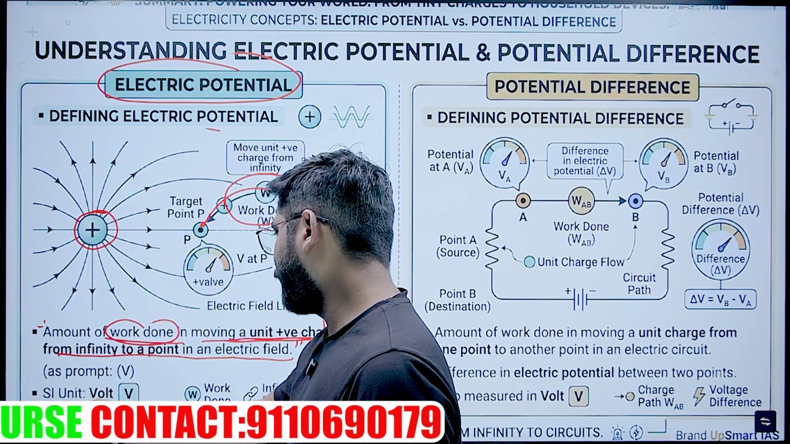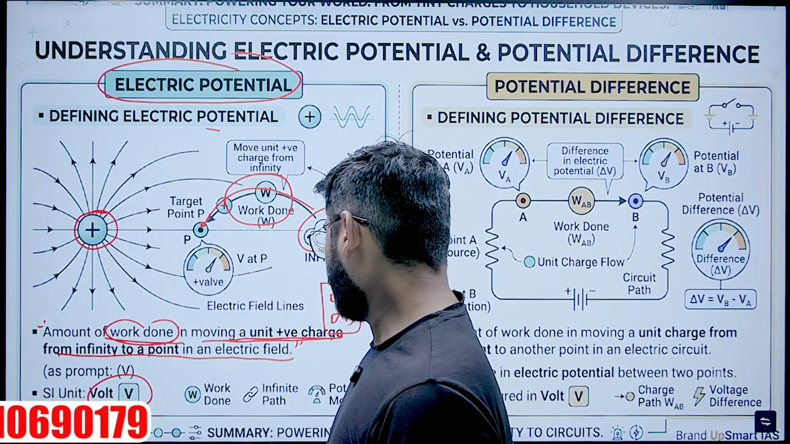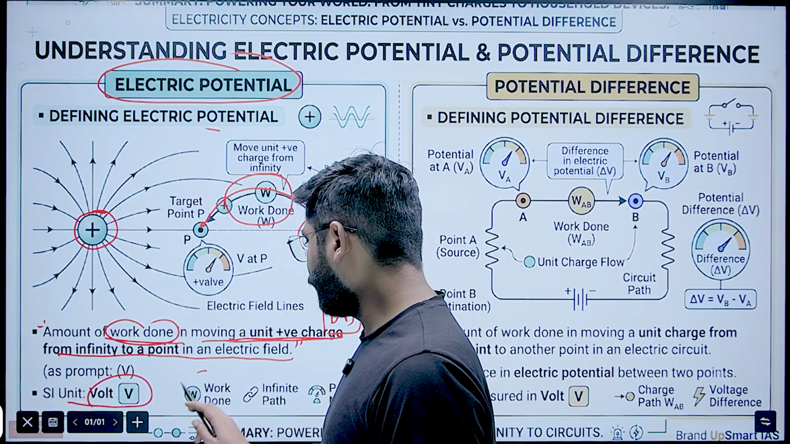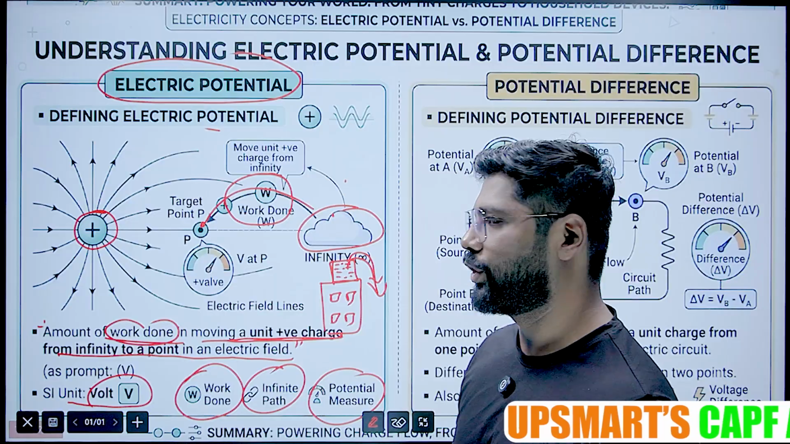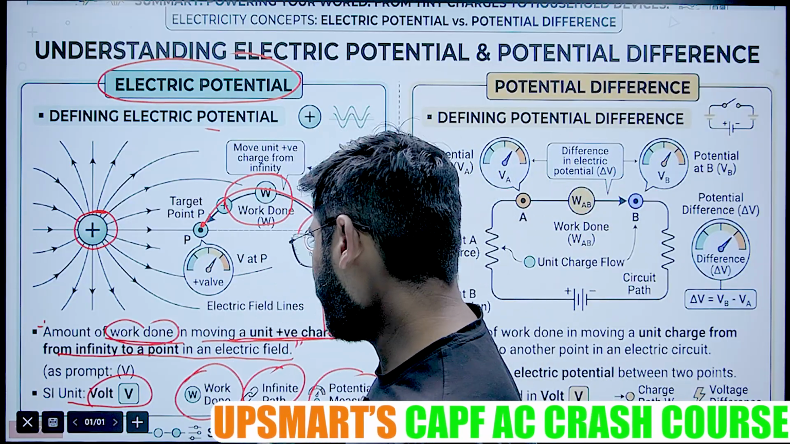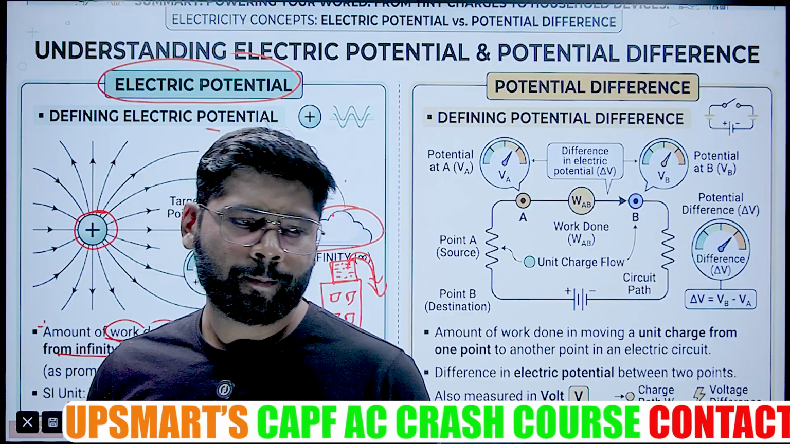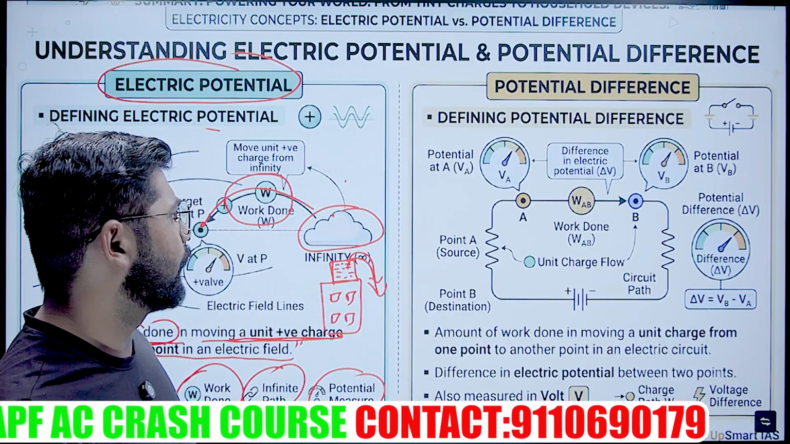How do we denote it? We denote it in volts. So three important things you need to remember: work done, infinite path, and potential measure. That is what we study in electric potential. Work done we have also seen in the previous lecture, so these are more or less related.